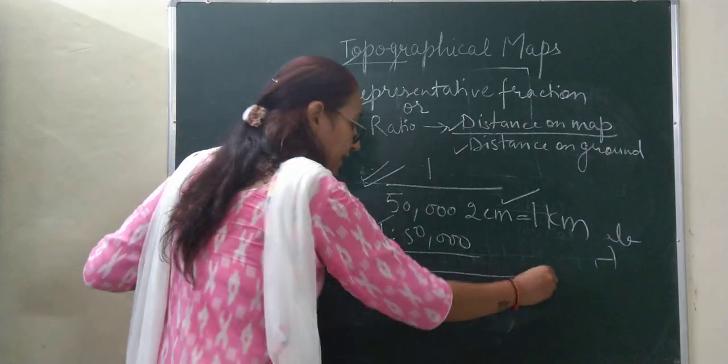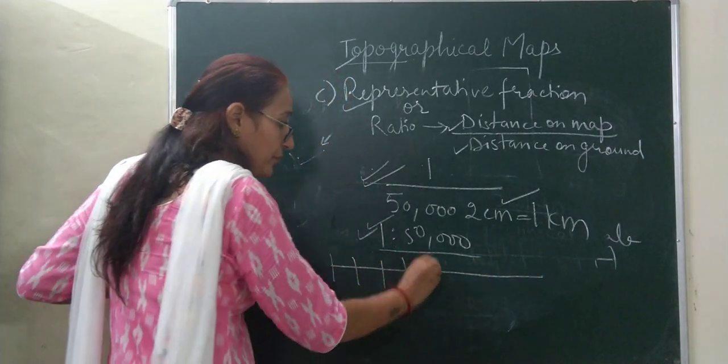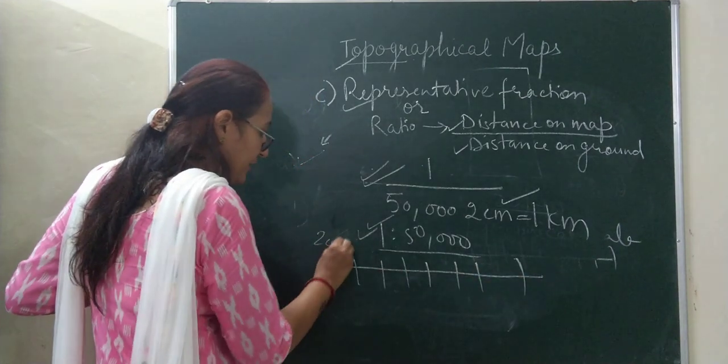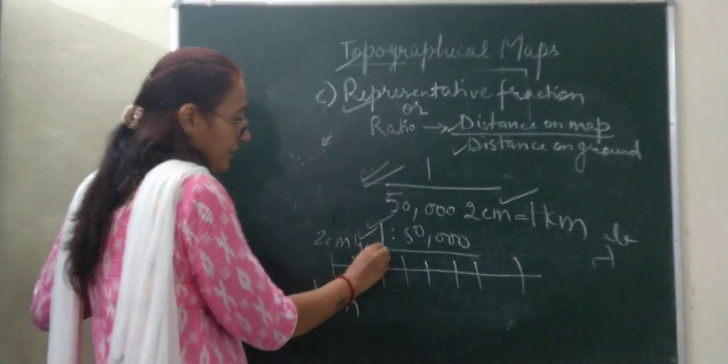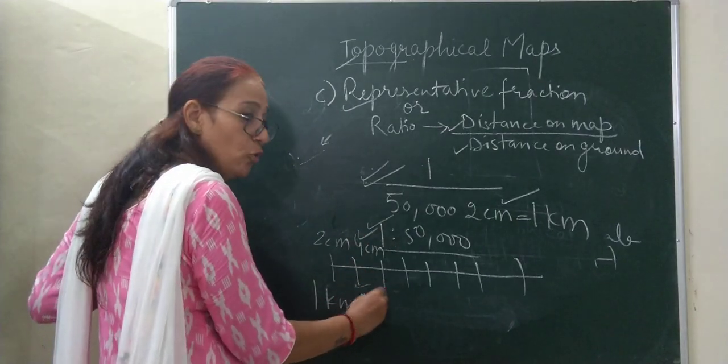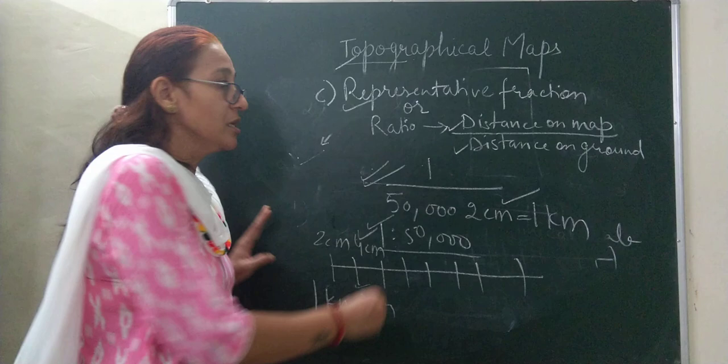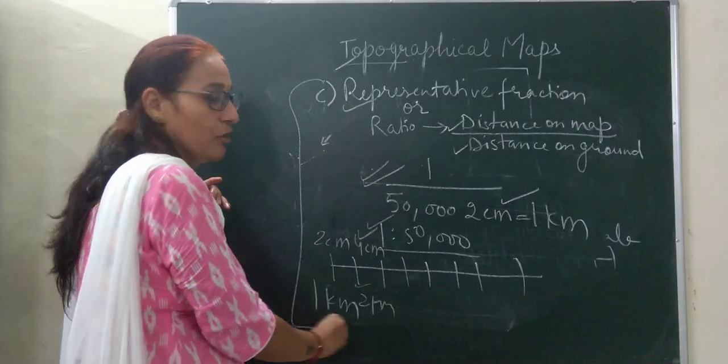And if I take it this way, 2 centimeters represent 1 kilometer. 4 centimeters represent 2 kilometers. So this is about the three types of scale.